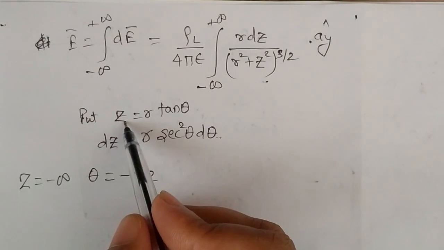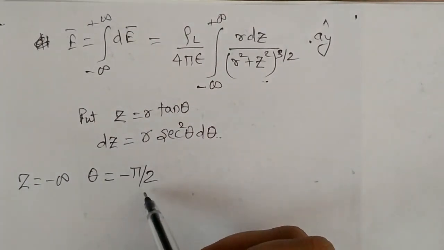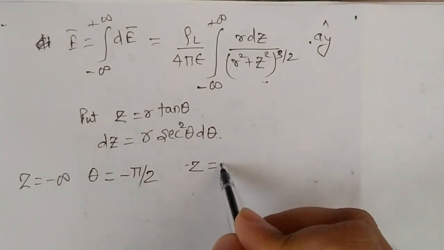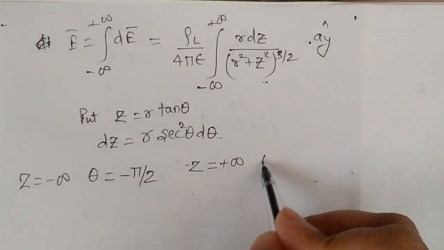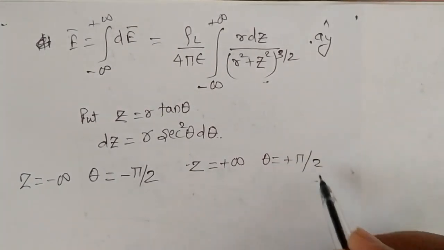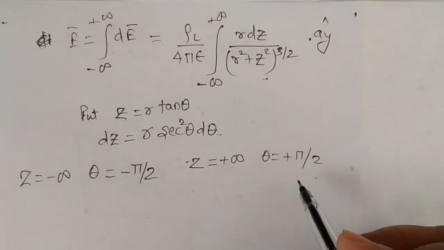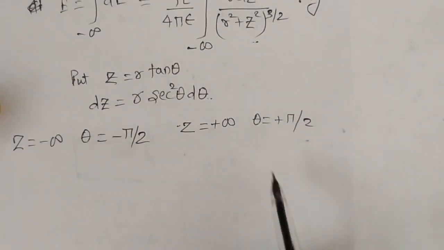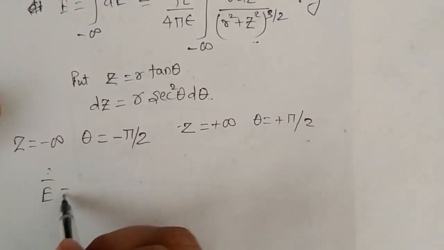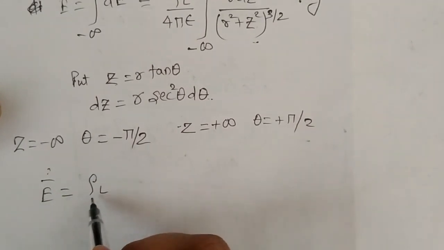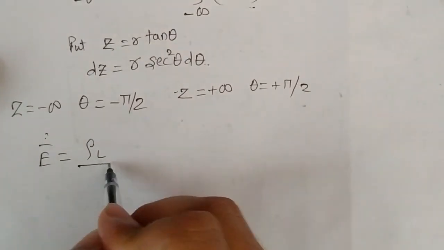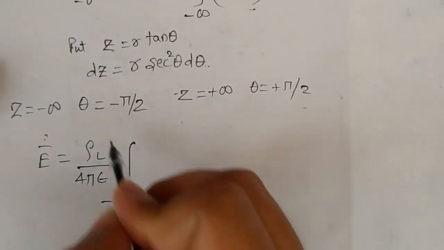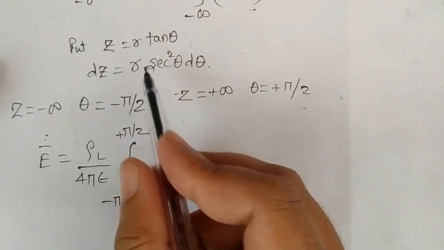If z equals minus infinity, so tan of minus infinity comes out to be what? Minus pi by 2. Again, if z equals plus infinity, then theta will be equal to plus pi by 2. So I am taking all these things and putting them in this equation. What I get is E bar equals rho L upon 4 pi epsilon, integral from minus pi by 2 to plus pi by 2, r.